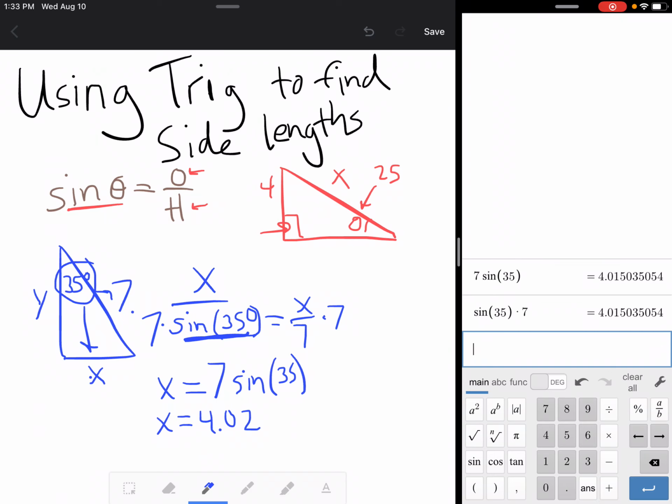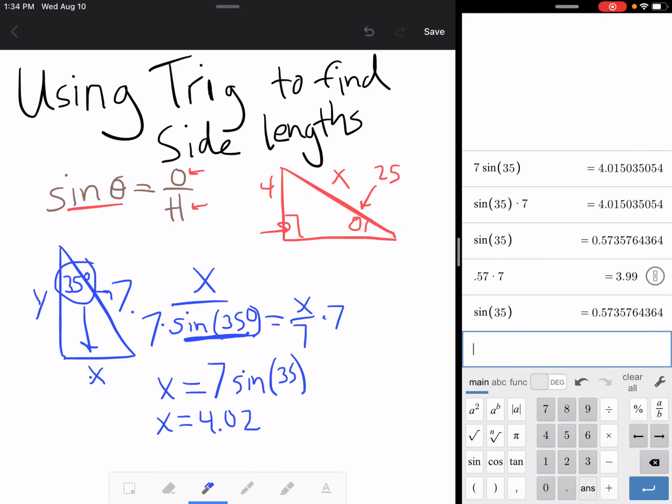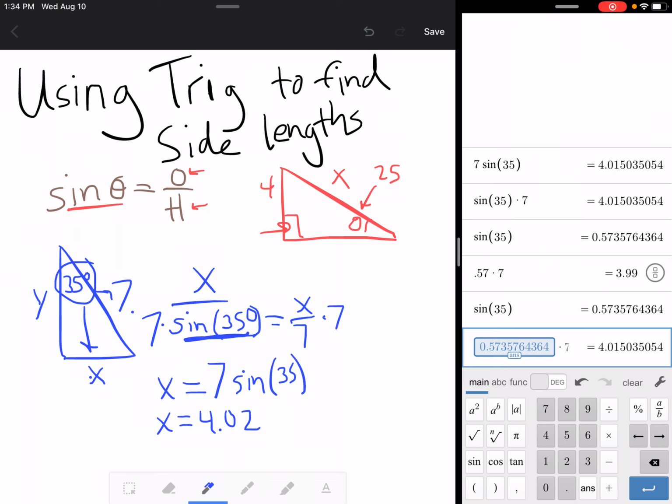Another thing you should show some caution towards: let's say you do sine 35 in a calculator and you let it be 0.57. Sometimes it's not going to have much of an impact, but if we take 0.57 and times that by 7, you can see 3.99 is not the same as 4.02. So the point is you want to try not to round early. If you crunch the numbers and get sine of 35, what you should then do is take your answer and times that by 7. Use that answer key on your calculator.